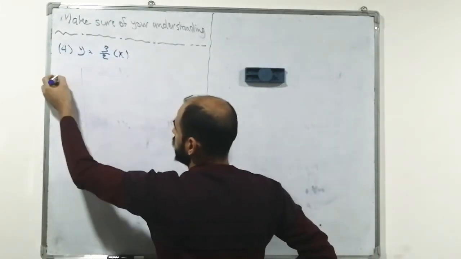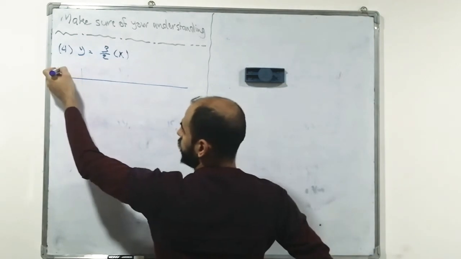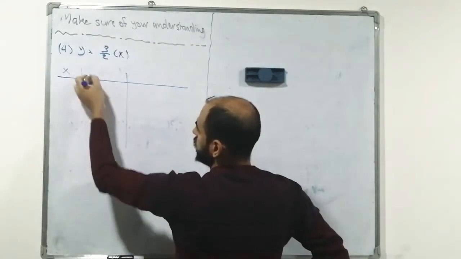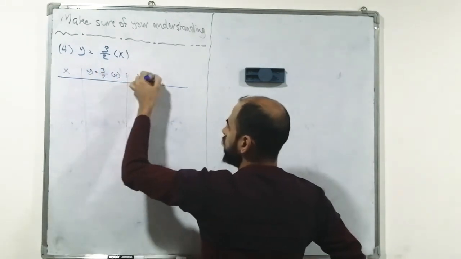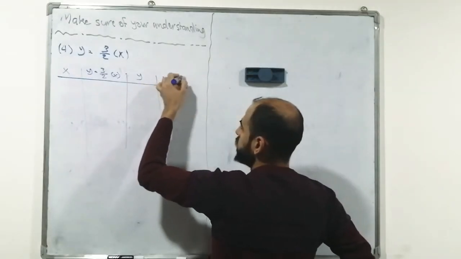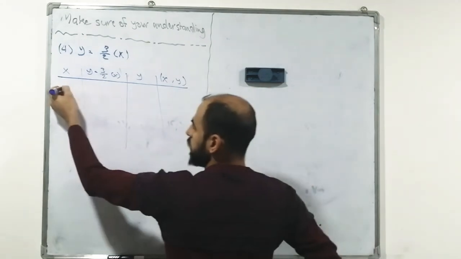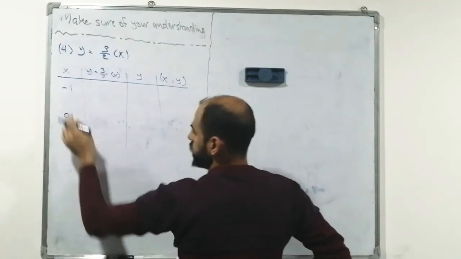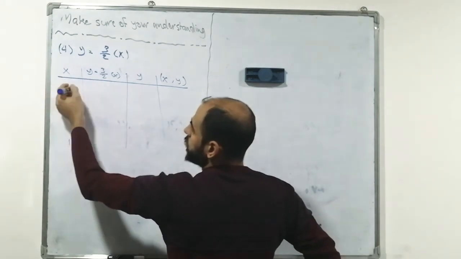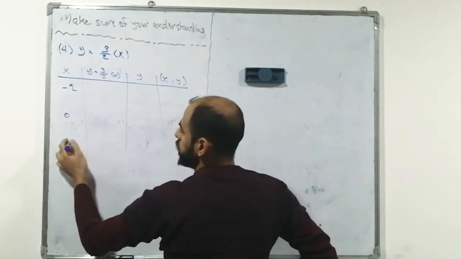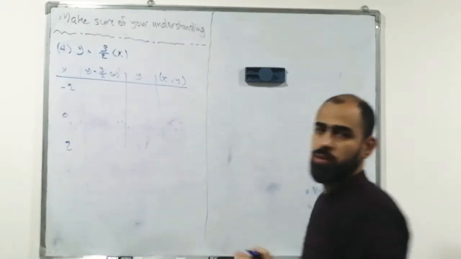Question number 4: y equals 3 over 2 multiplied by x. Also make a table with 4 rows: x, y equals 3 over 2 by x, y, and the order pair (x, y). For x we take 3 values. You can take minus 2, 0, and 2.